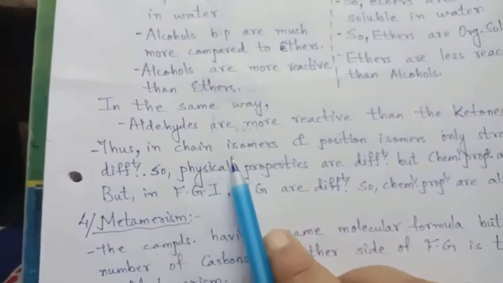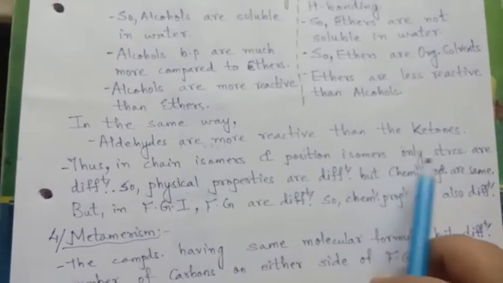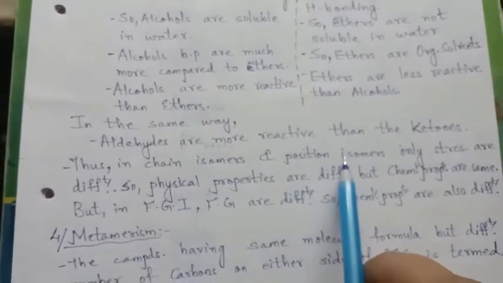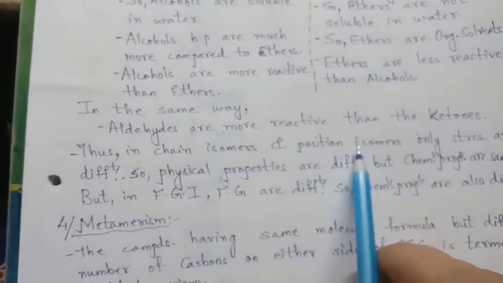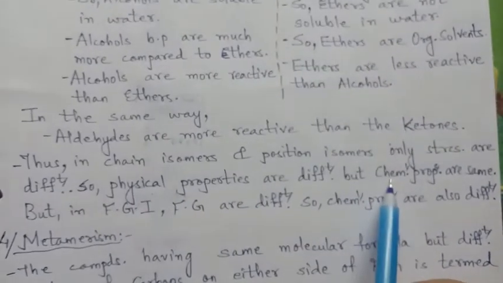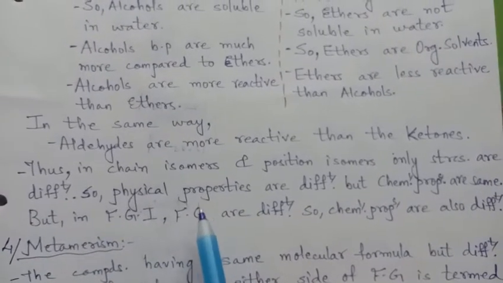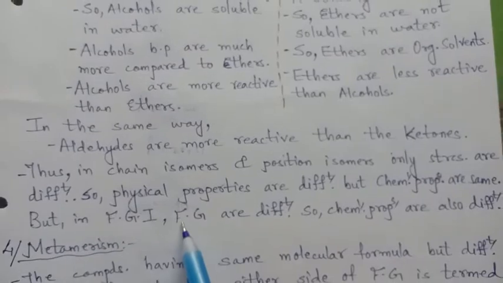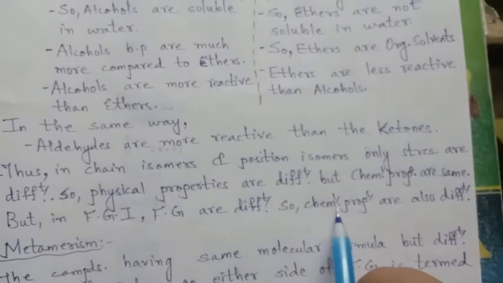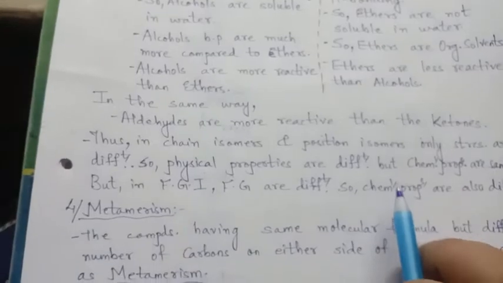Thus, in chain isomers and position isomers, the first and second types of isomers, only structures are different. When we have seen chain isomers and position isomers, the molecular formula was the same, but their structures were different. So their physical properties are different, but chemical properties are the same. But in functional group isomers, the molecular formula is the same, but their structure as well as functional groups are different. And so their chemical properties are also different. So this was about the functional group isomers.